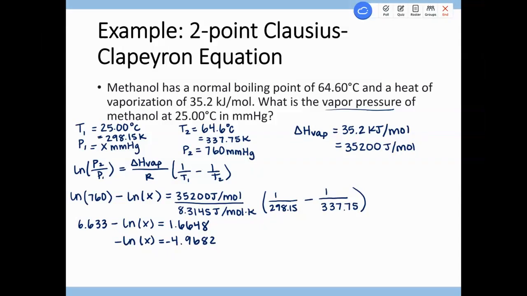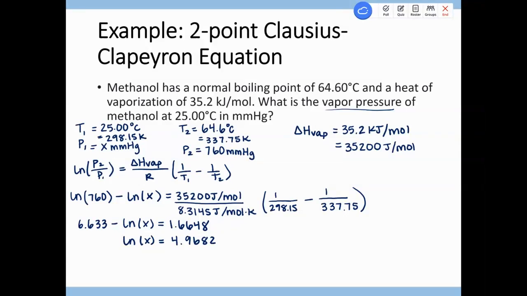Both sides are negative, so you can divide by -1 on both sides, and that will convert them both to being positive. To save room, I'm just going to erase that negative sign. So if negative natural log of x equals negative 4.9682, then positive natural log of x equals positive 4.9682. Okay.